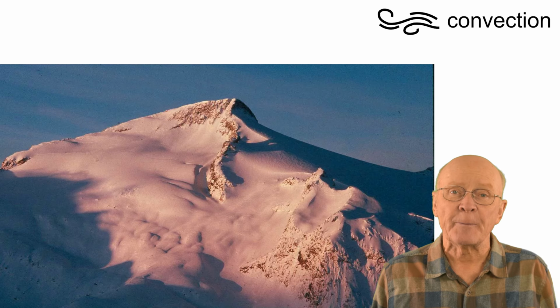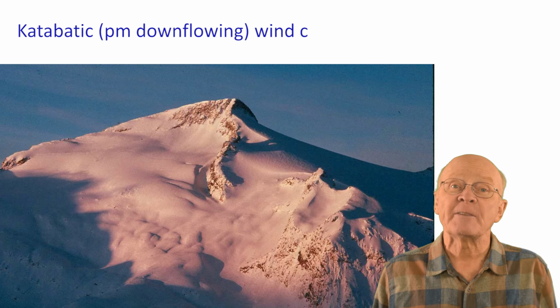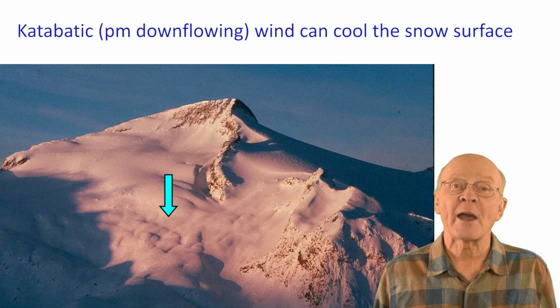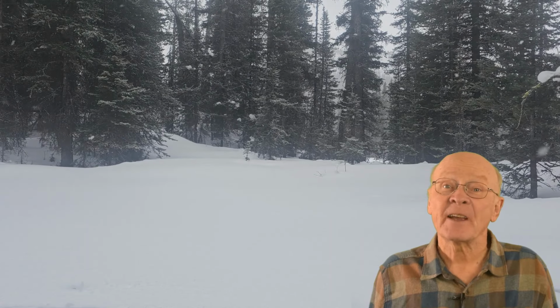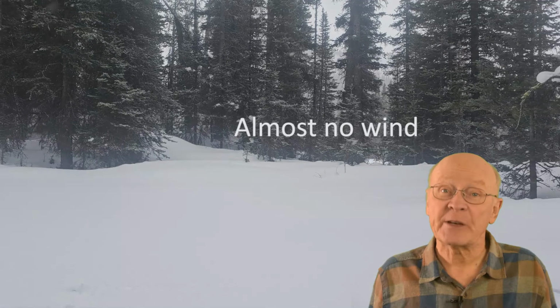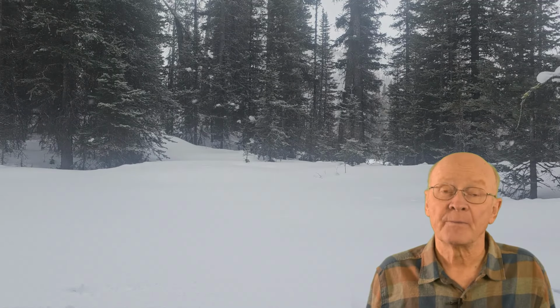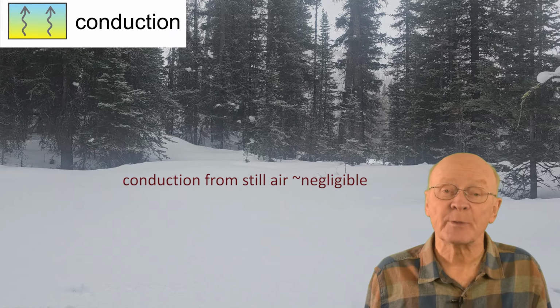Here's another example. In the afternoon and evening, when the sky is clear, katabatic winds can flow down big open slopes, as in this photo, bringing cool air from higher elevations and cooling the snow surface. Since convective heat transfer slows as wind speed decreases, by the time we get to calm conditions, there is no convective heat transfer. Also, conduction from the still air next to the snow surface is negligible.